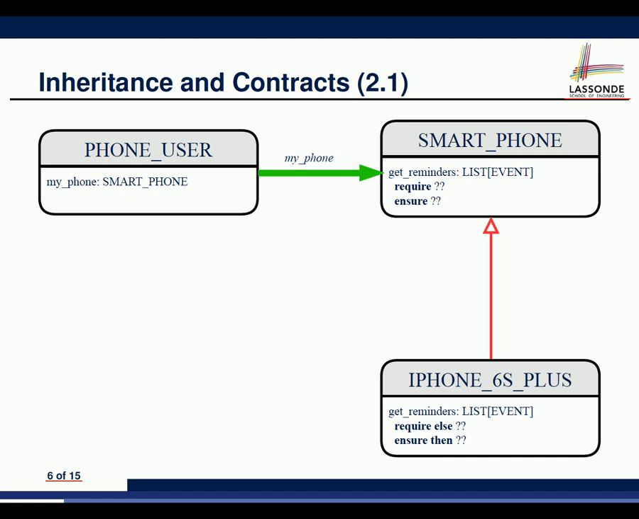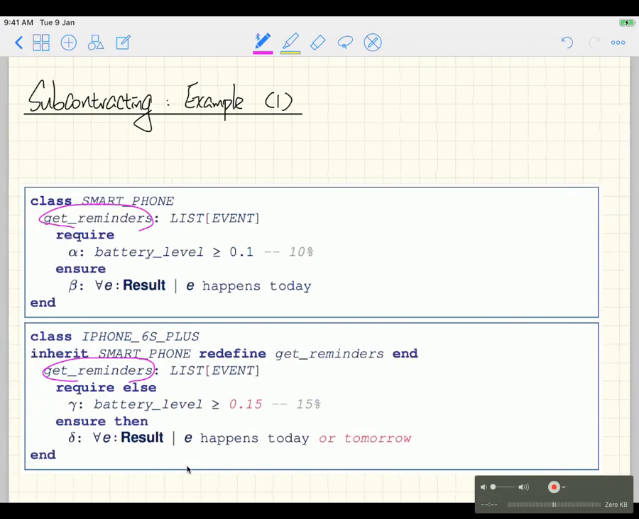Now let's focus on precondition first. I have the feature called get reminders in smartphone, and also get reminders for iPhone 6s Plus. Oh, did I not switch that? Sorry, yeah, we got two classes over here: smartphone and iPhone 6s Plus. You can see iPhone 6s Plus is a subclass of the smartphone, and both have get reminders, which will return a list of events. The same signature.